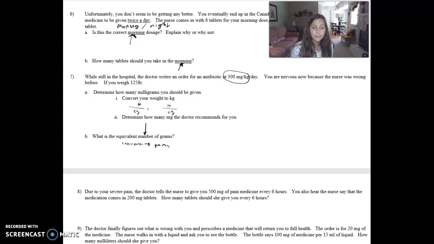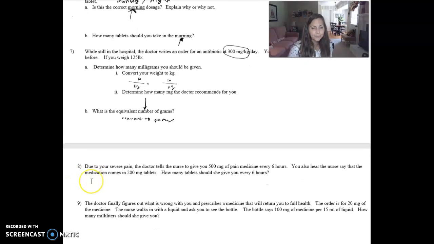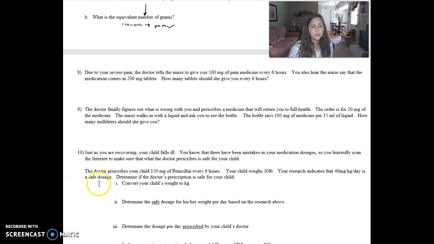Okay? That says grams, not games. Let's move on. Number 8, due to severe pain, the doctor gives you some pain medicine every 6 hours. You hear the nurse say that the medication is in 200. How many should you take an hour?